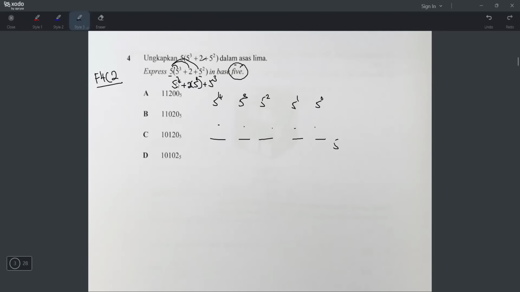What if the highest power here is 5 power 7? It means there'll be 8 digits. Yeah, because you start with 5 power 0 here. So if it's 0, 1, 2, 3, 4, 5, 6, 7, 8, there'll be 9 digits. But if it's 5 power 4, there'll be 5 digits, right?